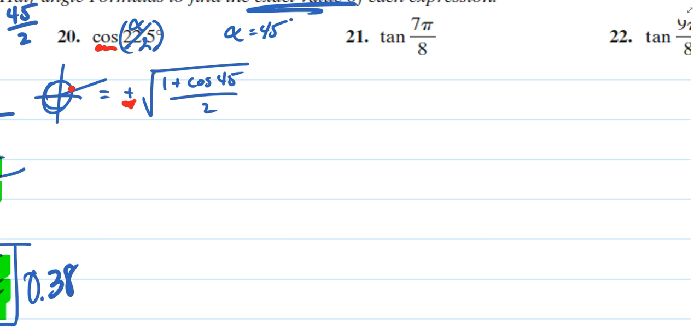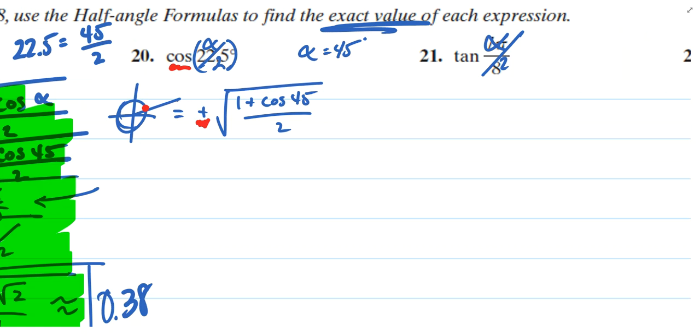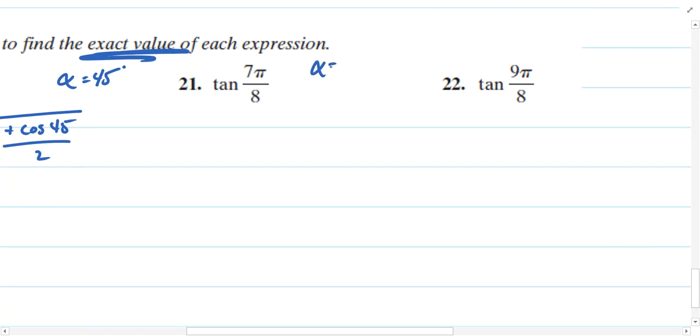And I'll do one more example here, this number 21. After we complete 21, it should be pretty similar to 22 here. In 21, we're saying that alpha divided by 2 is equal to 7 pi over 8. Then if we multiply both sides by 2, we'll see that alpha itself is equal to 7 pi over 4.